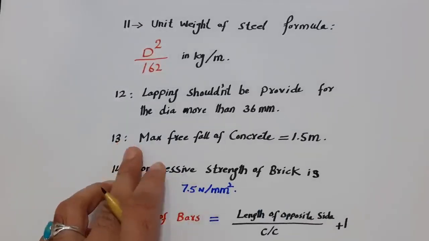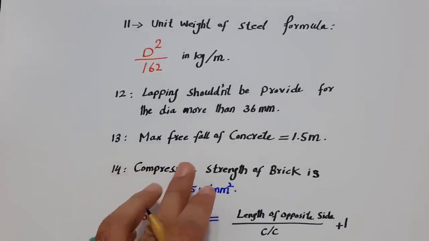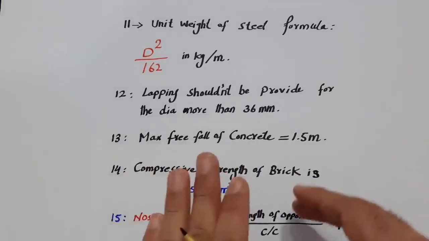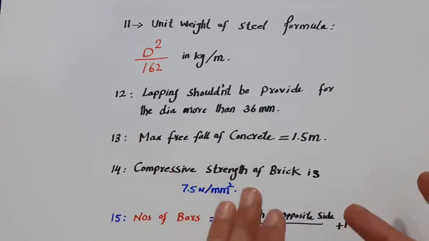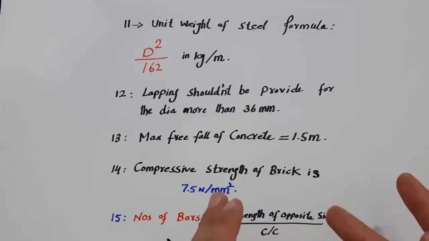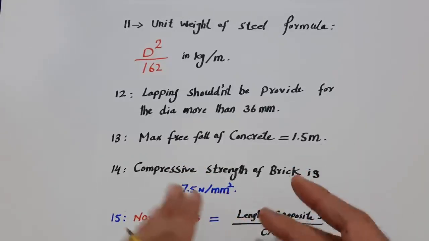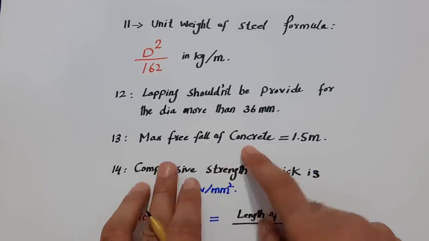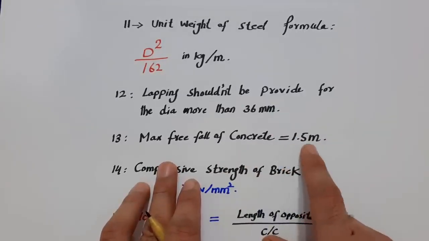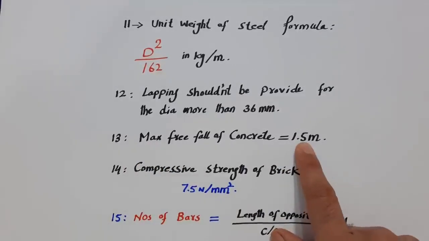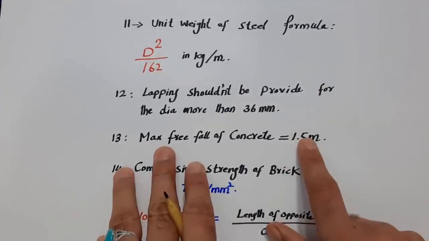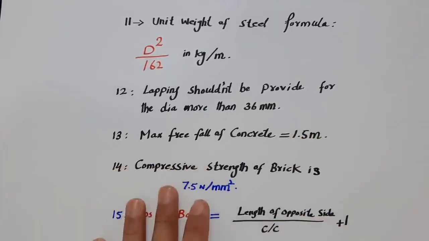Guys, the 13th one is max free fall of concrete. During pouring of concrete in slab or in any RCC member, the concrete height should not be more than 1.5 meter. So max free fall should not be more than 1.5 meter. Otherwise it will cause bleeding, segregation, etc. and you will face problems.